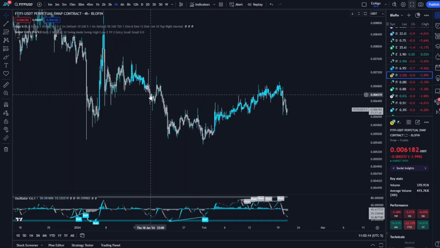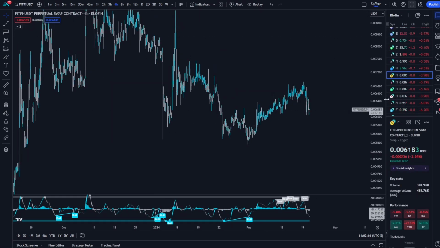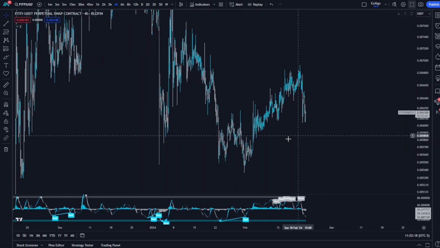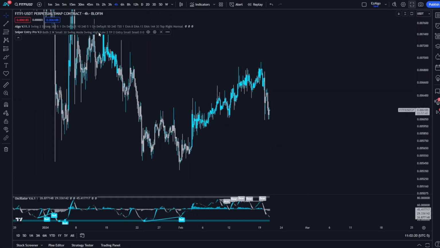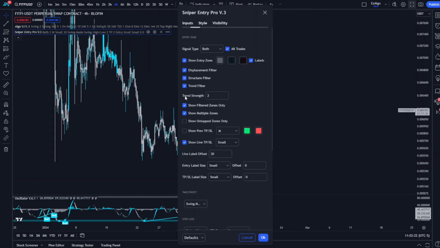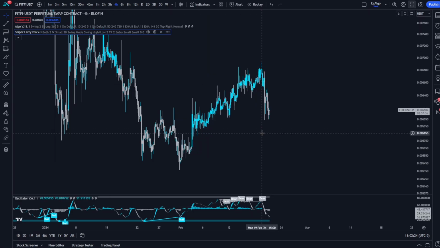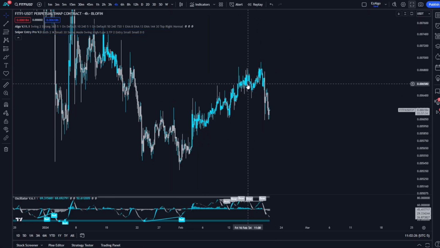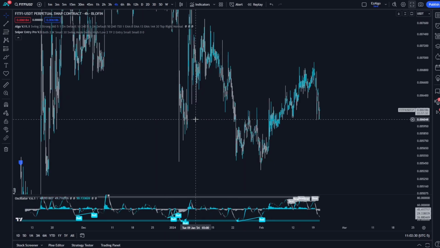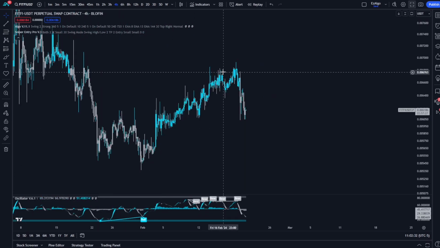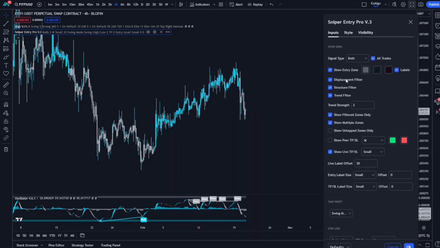Something else to note, right? You're not always going to see a zone, right? Price will only show this zone when the conditions are met. So a lot of new users will load in the indicator and say, well, this indicator isn't working. There's not a zone. Well, yeah, there's not a zone because the conditions aren't met, right? There isn't true displacement. There isn't a strong break of structure to the upside. So it won't show the zone when these conditions aren't met.